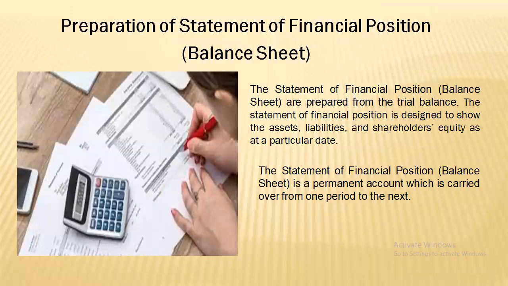So let's look at the statement of financial position, normally referred to, or previously referred to, as the balance sheet. Now, the statement of financial position shows us the asset, liability, and owner's equity that has been contributed to the business as at a particular date. It is a snapshot of the assets, liabilities, and the owner's contribution to the business as at a particular date. It is a permanent account that will be carried from one accounting period to another.